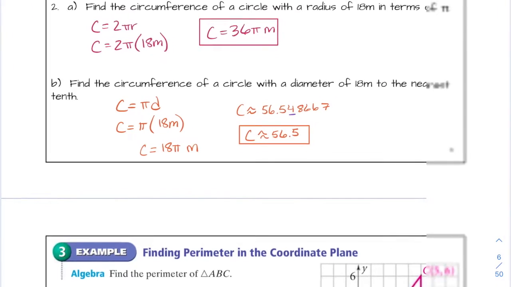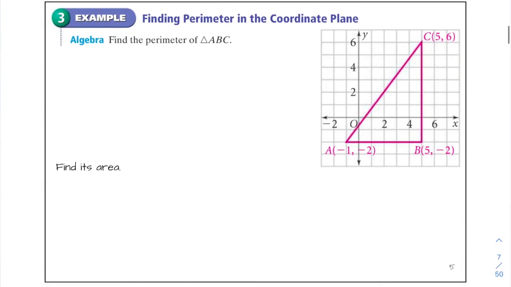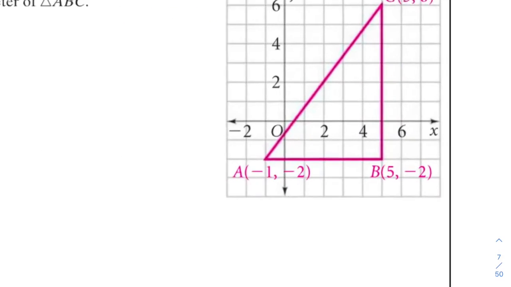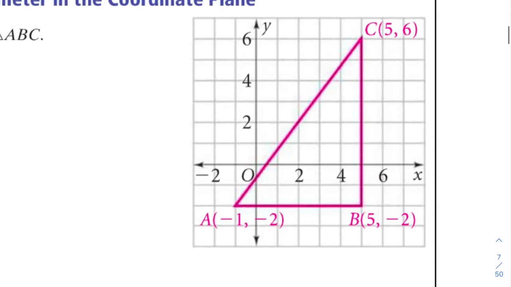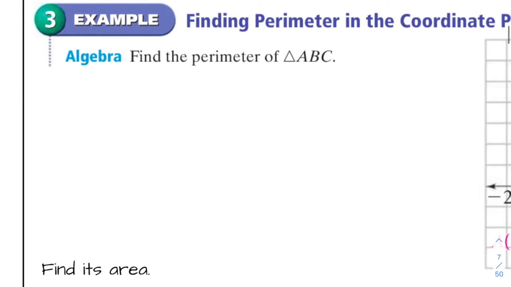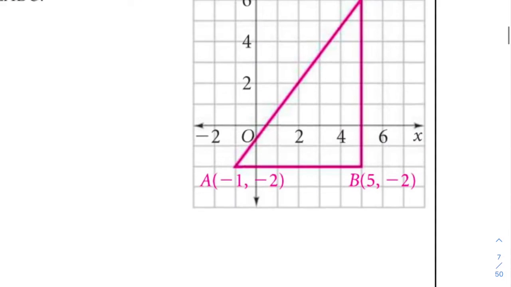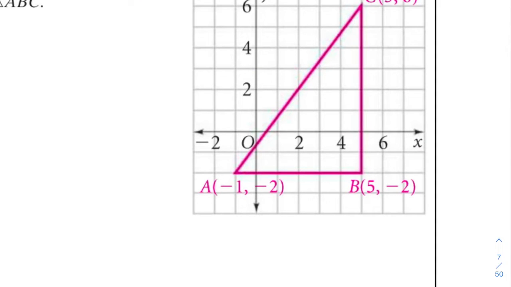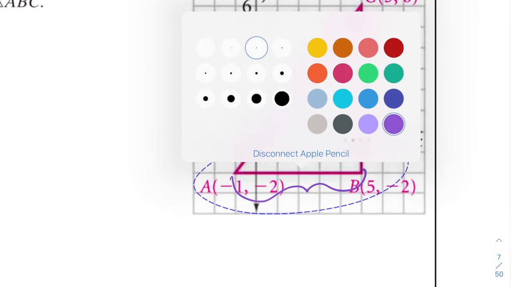All right, next problem. So here we're going to find the perimeter. And what's tough about this one, well, it's not tough, it has a diagonal, and we need to know the length of that diagonal. So find the perimeter, and then find its area. So here's the first thing I'm going to do. I'm going to label this. Let me change the color. It's hard to see on here.